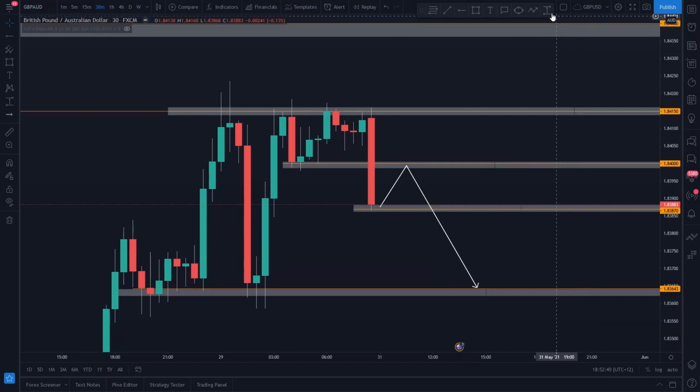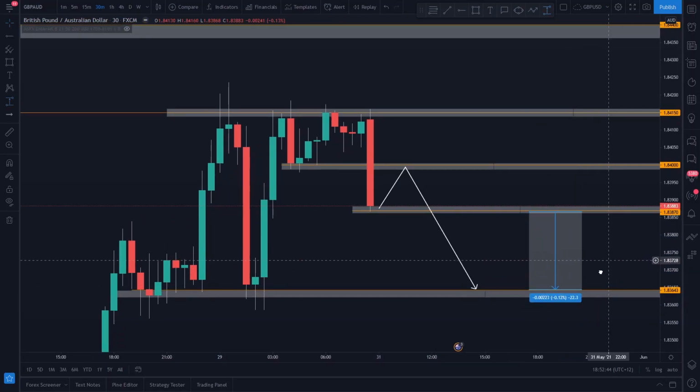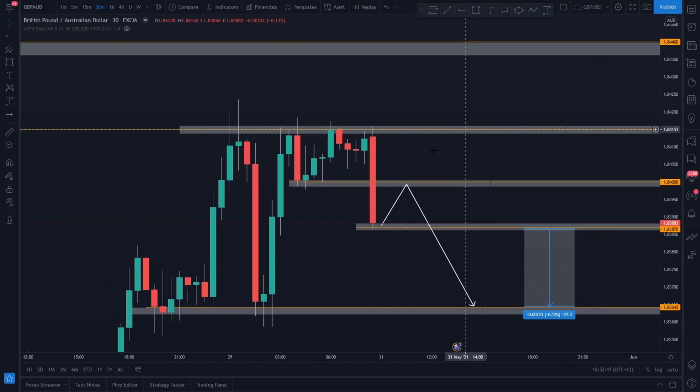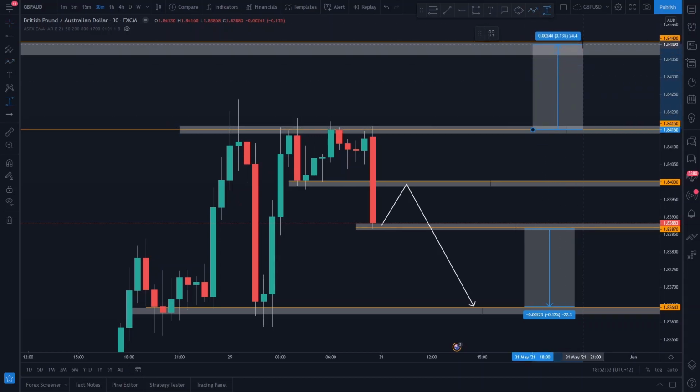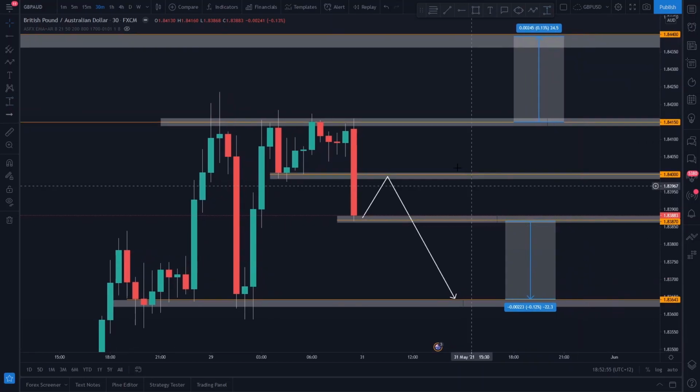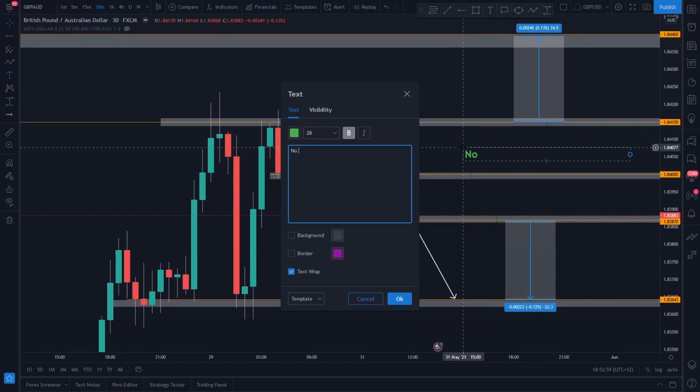So there you go. Let's just see what's the pip range we've got, about 22 pips on the downside. This is the consolidation zone, so we're not going to trade in this zone. And on the upside, we can see there's about 24 pips. Now, for me, this is a no trade zone.